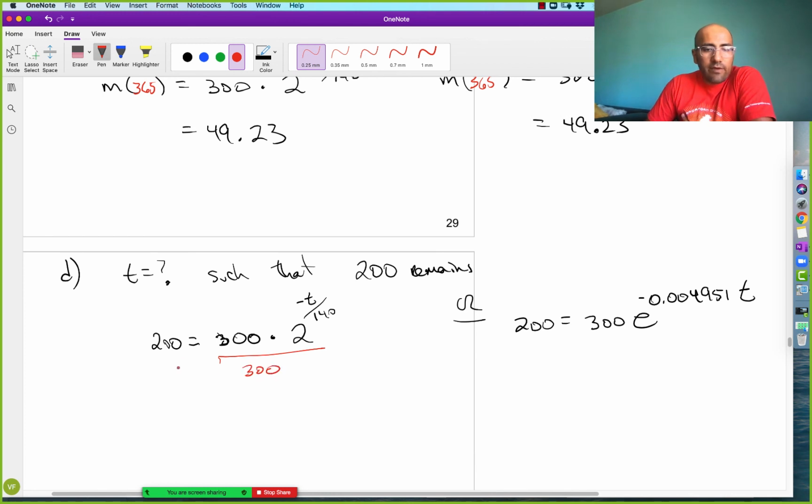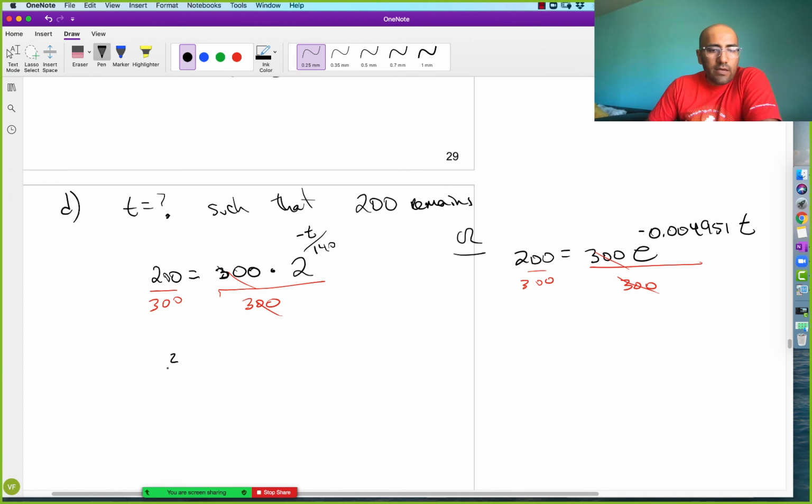On this side, I would divide by 300. This side, divide by 300. I know that's going to simplify to 2/3. Same thing over here, 300 divided by 300 will simplify to 2/3. So either way, that first step is the same. And I'll get that 2/3 equals 2 to the power of negative t over 140. Or we get that 2/3 equals e to the power of negative 0.004951 t.